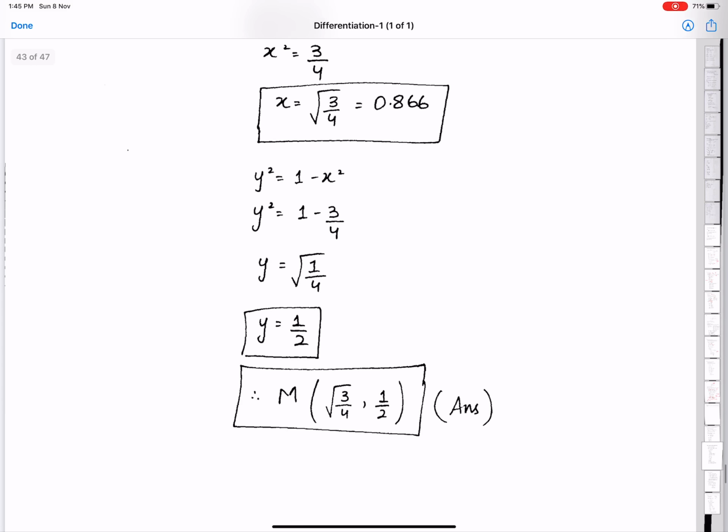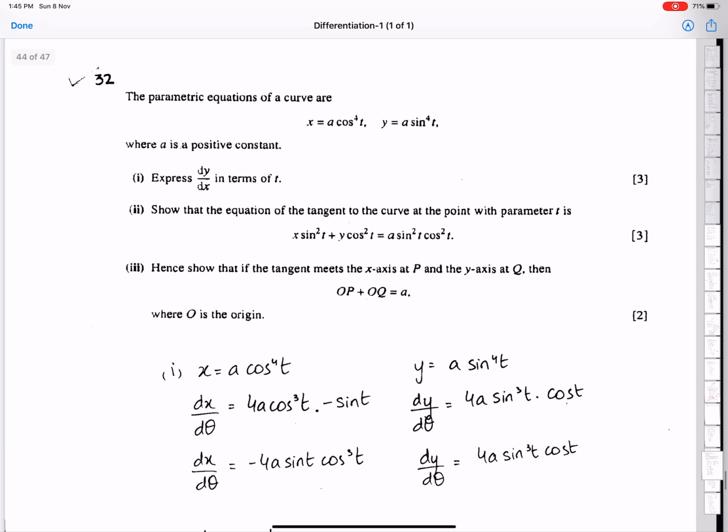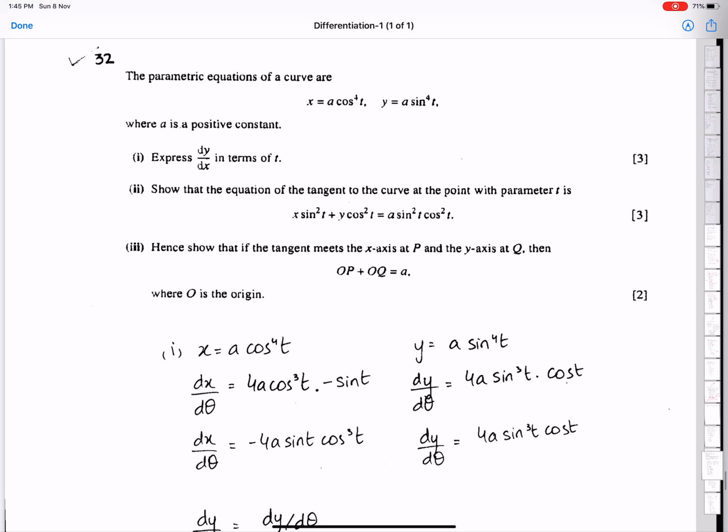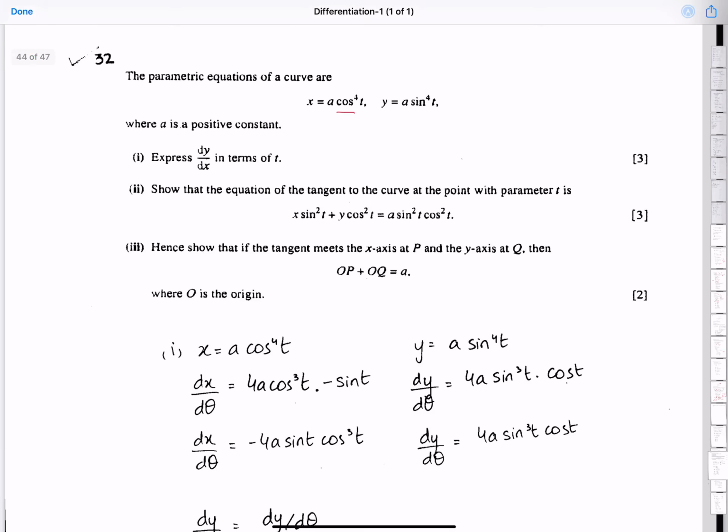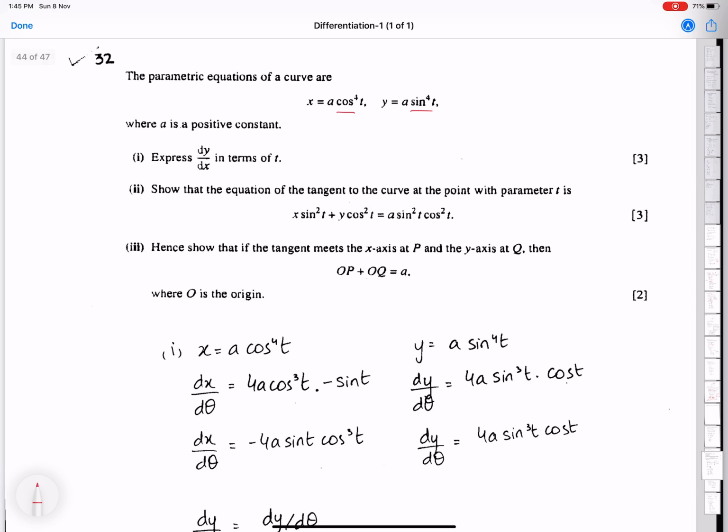Parametric again. Now this is one of the most important questions regarding parametric equations. In this question, we have composite functions here and here. The most important part of this question is that we need the equation of the tangent, and t is not given. When t is not given, then this x will be regarded as x1 and this y will be regarded as y1 for the equation of the tangent.